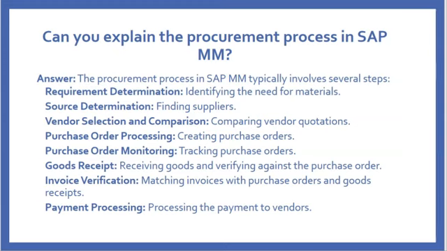Can you explain the procurement process in SAP-MM? Answer: the procurement process in SAP-MM typically involves several steps. Requirement determination, identifying the needs for materials. Source determination, finding suppliers. Vendor selection and comparison, comparing vendors' quotations. Purchase order processing, creating purchase orders. Purchase order monitoring, tracking purchase orders.